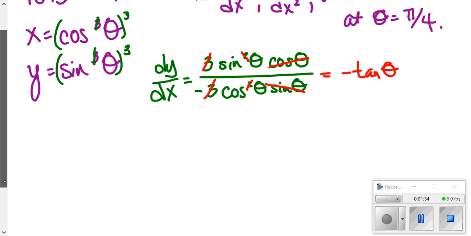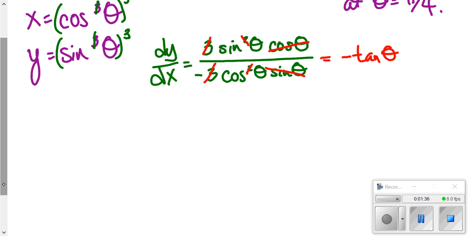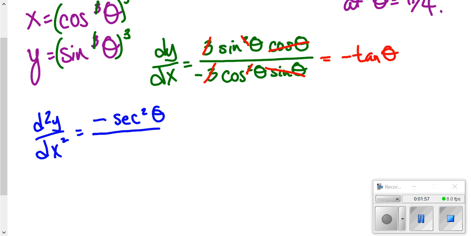To find the second derivative, I want to differentiate what I just found and then divide that by dx/d theta. So for my second derivative, I'm going to take the derivative of negative tangent. So I'm going to have negative secant squared. And then the dx/d theta, I can actually just look back in my previous work and grab that again, pre-canceling. And then the negative and the negative will make a positive.